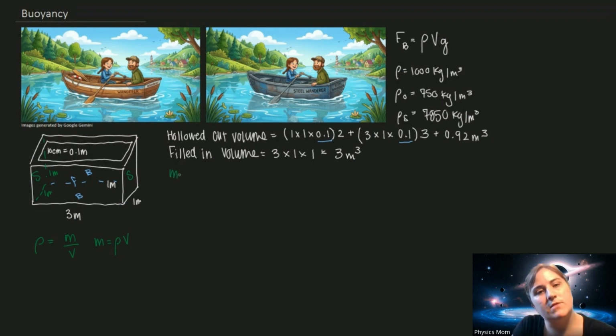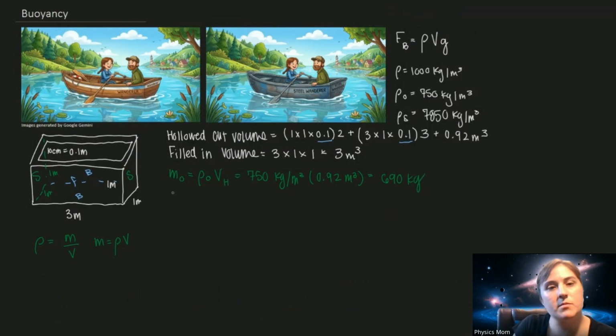So the mass of the oak wood is going to equal the density of the oak wood times the hollowed out volume. We'll call this volume H for hollowed out. That's just the volume of the material. This is going to be 750 kilograms per meter cubed times 0.92 meters cubed. My meters cubed cancels. I'm just left with kilograms, which is good. That's what I want. And if I plug this into my calculator, I get 690 kilograms.